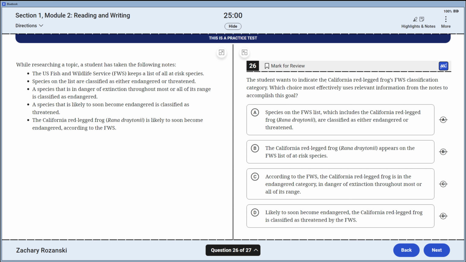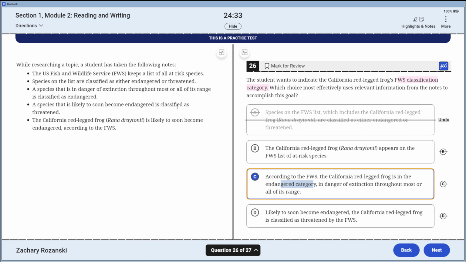We're going to indicate the California red-legged frog's classification category. On the FWS list, which includes this thing, species are classified as either endangered or not endangered. That seems to be a definition for the list. I don't know where he falls. The red-legged frog appears on the, okay, that seems to give me something. According to the FWS, the red-legged frog is in the endangered category. These both seem to do it, and I see the difference seems to be at risk versus endangered.